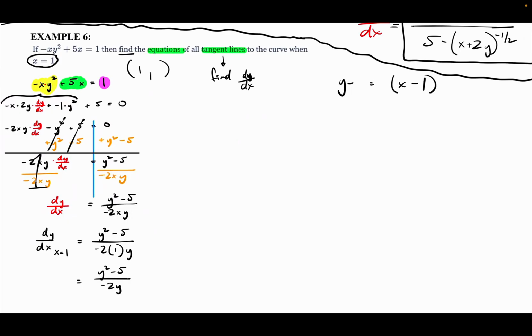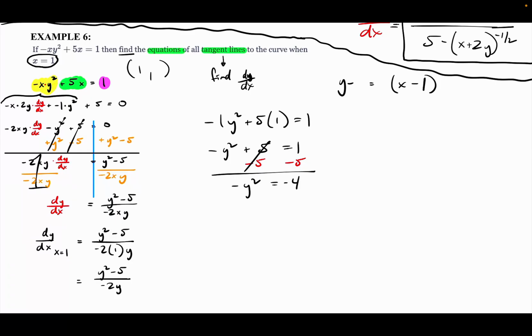So how do we find y? Plug it into the original. So plug in x equals 1 to the original. So negative 1 times y squared plus 5 times 1 equals 1. So negative y squared plus 5 equals 1. Subtract 5 from both sides. Negative y squared equals negative 4.